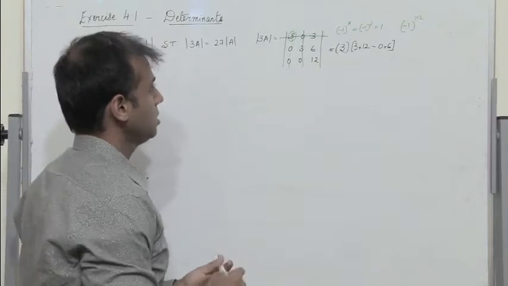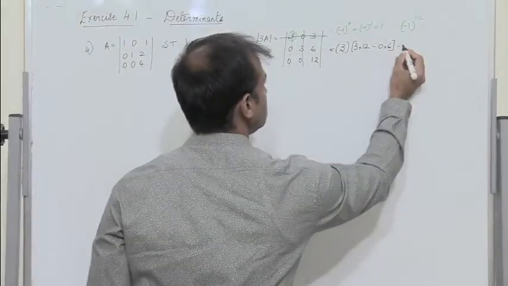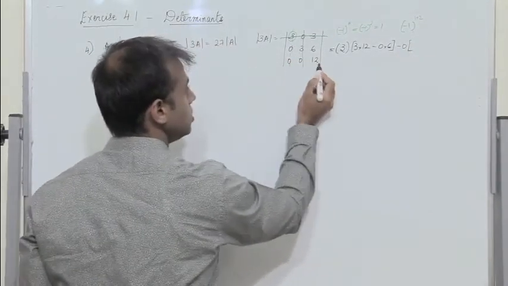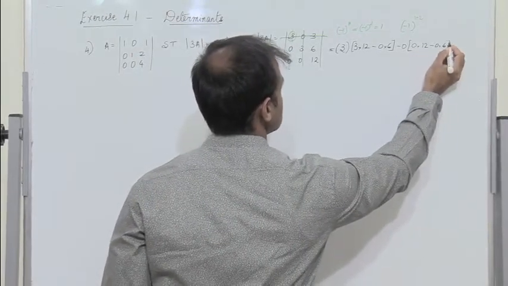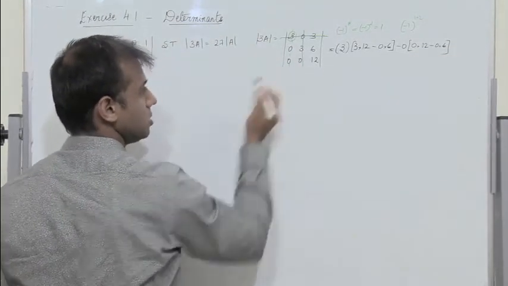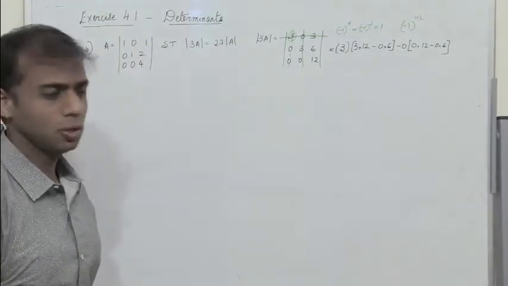So we have minus 0 into 0 into 12 minus 0 into 6. So 0 into 12 minus 0 into 6. I'm just showing you the steps.